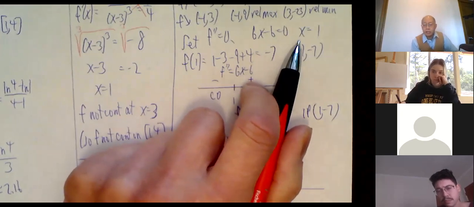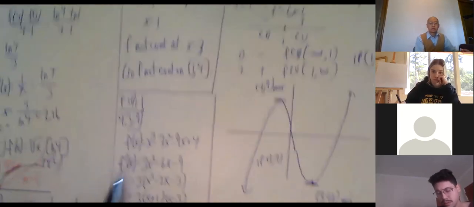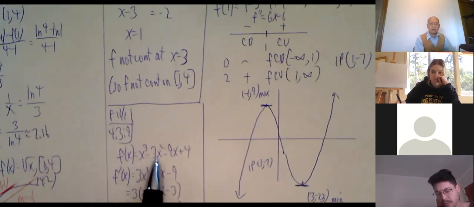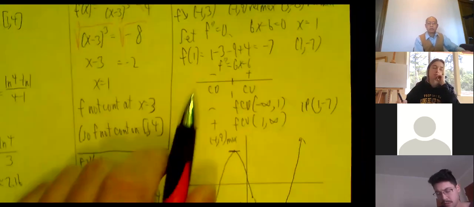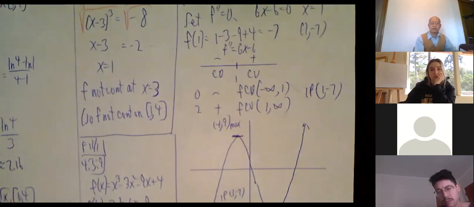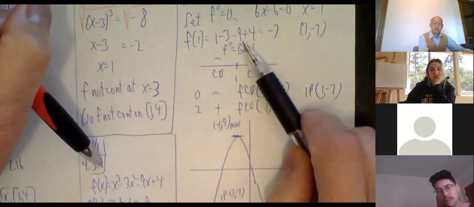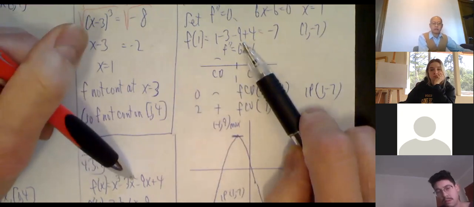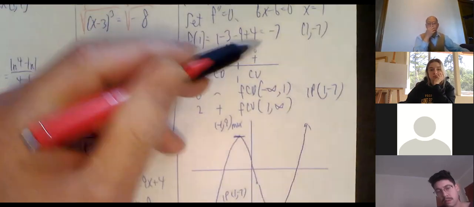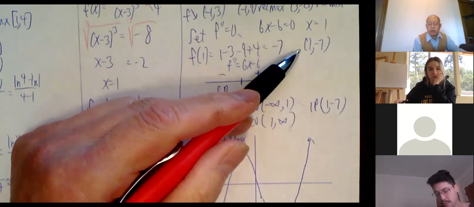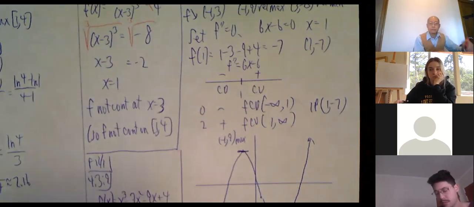It's going to be a point, so I need the y coordinate. Plug in 1 back into the beginning: 1 minus 3 minus 9 plus 4. If you plug in 1, that's 1 minus 3 minus 9 plus 4. It comes out to be -7. So 1, -7. Second derivative is 0. But is it an inflection point?